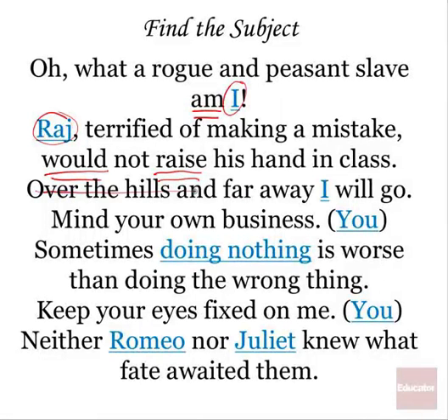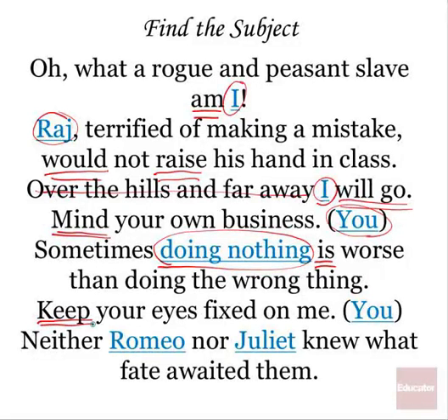Over the hills and far away, well, there we've got a whole bunch of modifier phrases. I will go. All right, and here we have mind your own business. That's an imperative sentence. It's giving a command. So our verb comes first, and our subject is the implied you. Sometimes doing nothing, once again, a phrase that's performing the verb, is worse than doing the wrong thing. Keep your eyes fixed on me. Keep is our verb. It's a command. So again, the subject is the implied you.